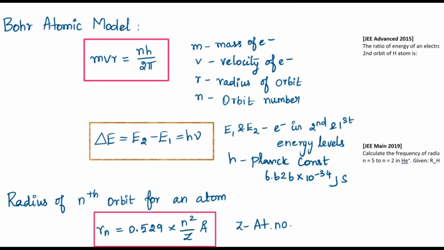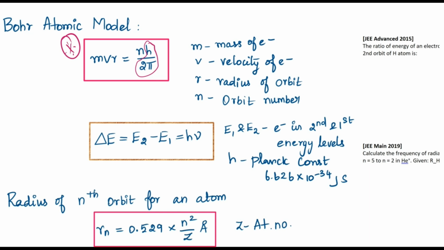So why is that important over here? Because the Bohr atomic model says for a finite number of circular orbits where the electrons are revolving, the angular momentum of an electron is an integral multiple of the factor h by 2 pi. Integral multiple means 1, 2, 3, 4, something like that, the whole number multiples. So for that I'm mentioning n. So MVR is equal to nh by 2 pi. This formula is also important.